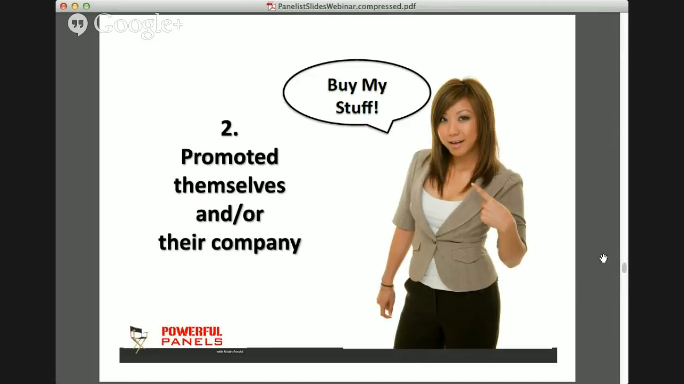Appreciate it. Okay, so number 2 is promoting themselves and/or their company. And this is a tough thing for people to really understand: yes, people know that you are representing your company. They know that you have a book. You don't need to flog it in front of the audience's face. If you do a good job, then you are promoting yourself and your company.